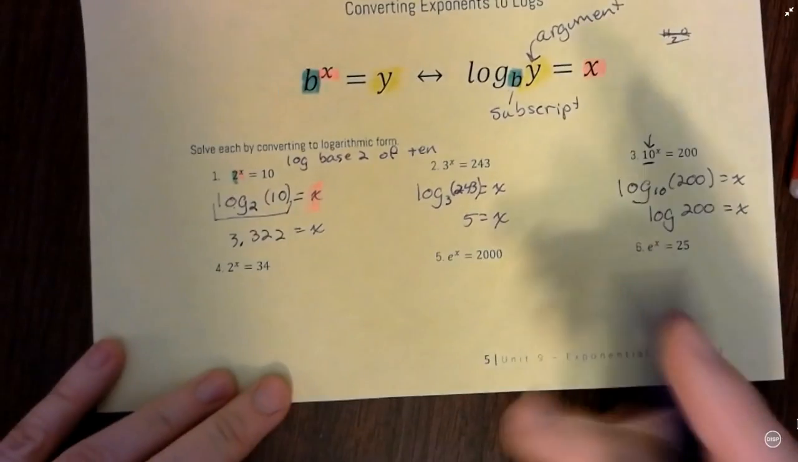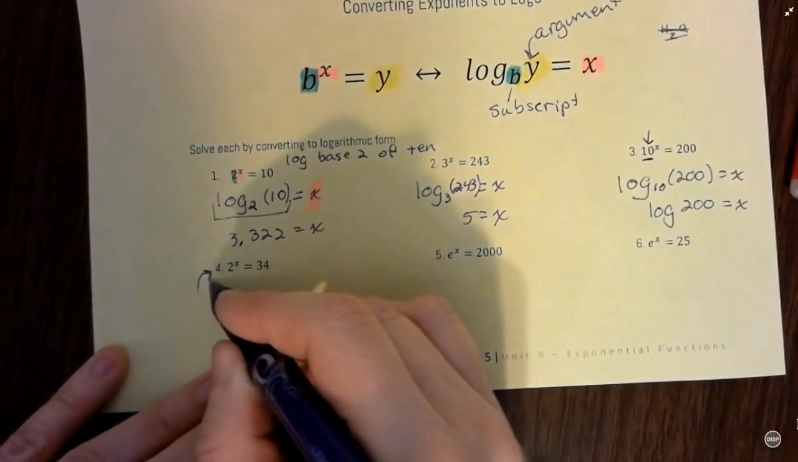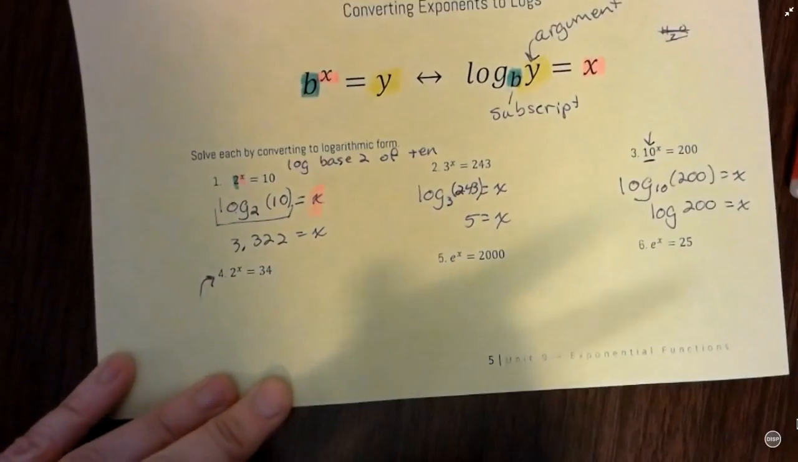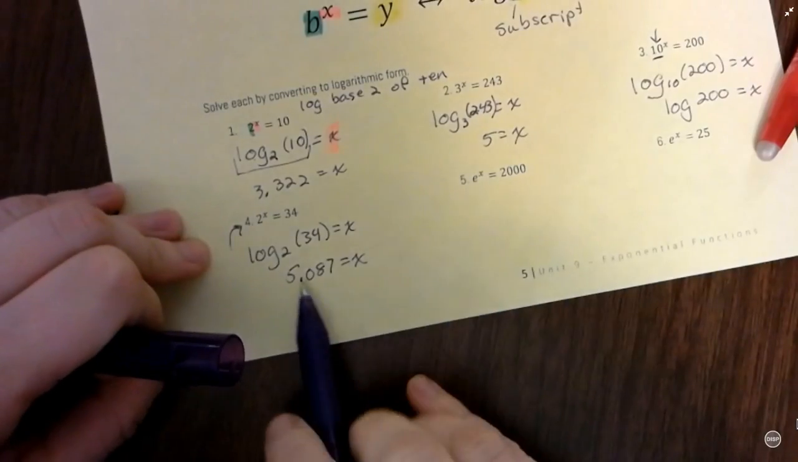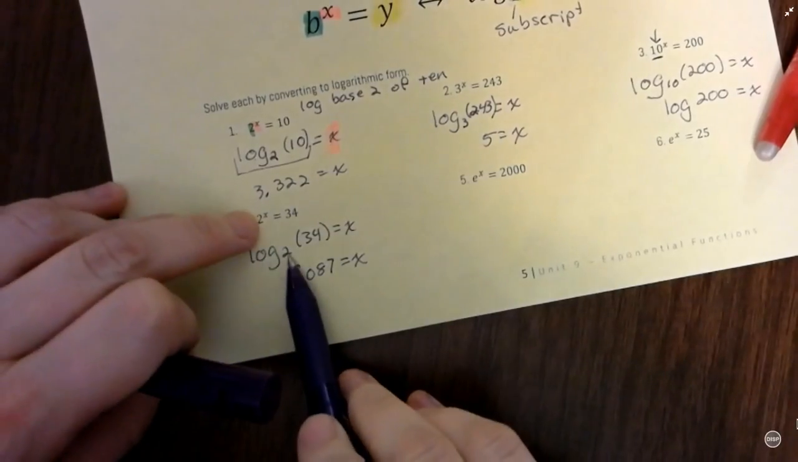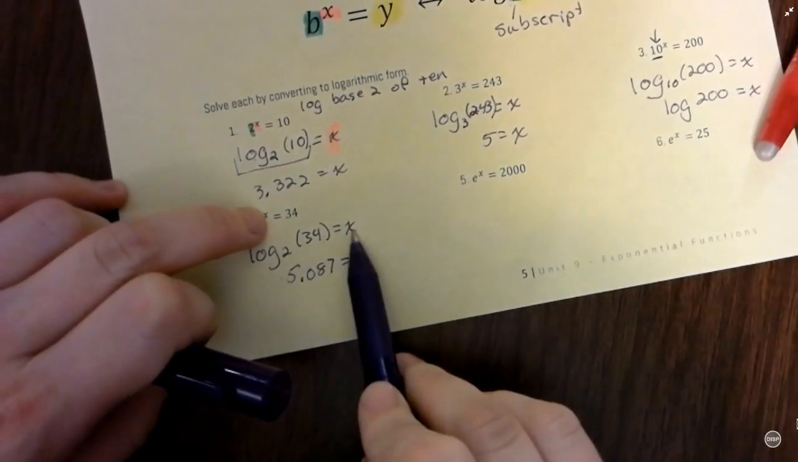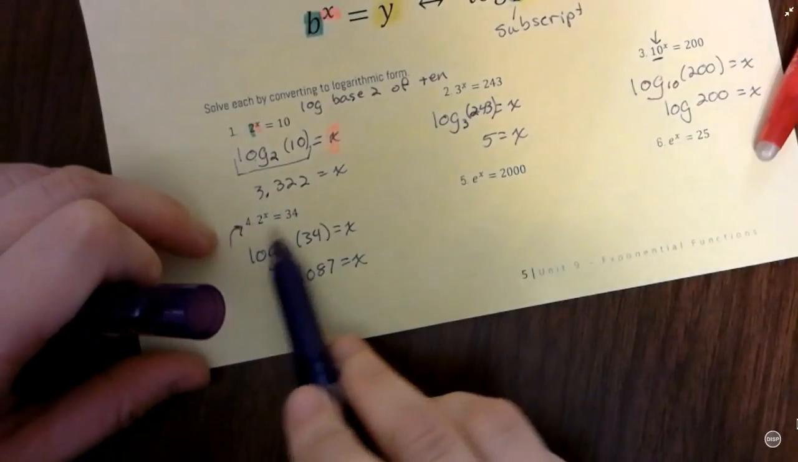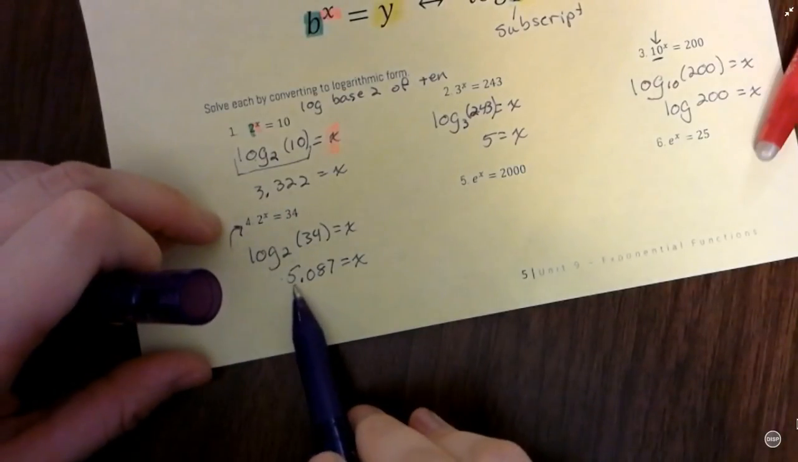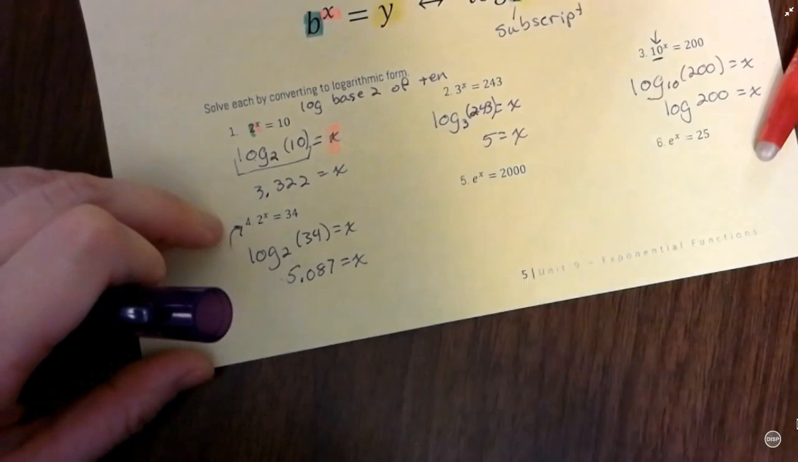So go ahead and see if you can try number 4. And then come back to check your work. All right, so this is how it should have turned out for you. Log base 2 exponent x of 34. So log base 2 of 34. And then when you put this in your calculator, you get approximately 5.087.